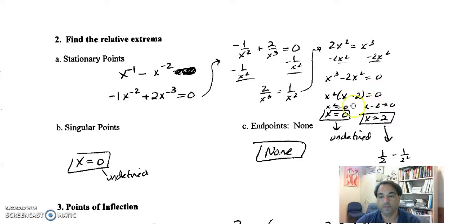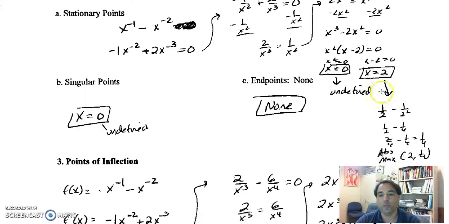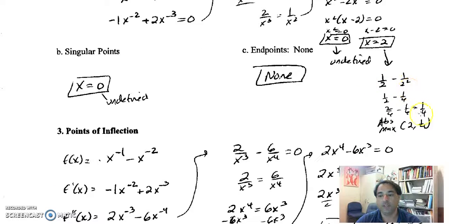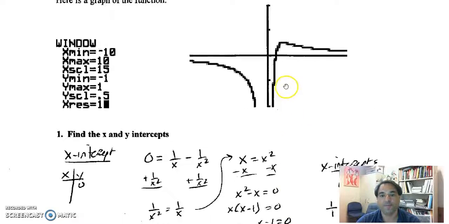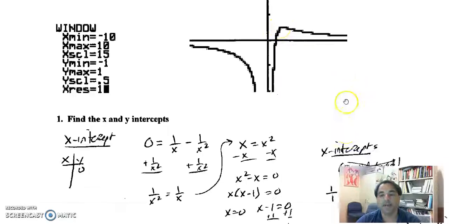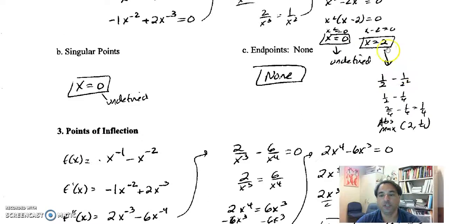x squared equals 0, which leaves us with x equals 0, which we know when we plug in 0, we get undefined, so it's not a stationary point. But x minus 2 equals 0, we add 2, we get x equals 2. 2 is a possible stationary point. When I plug 2 into the original, we get 1/4. So (2, 1/4). And if I look at the graph, (2, 1/4) would be an absolute max. It's to the left lower, to the right lower. So in stationary, we find (2, 1/4) to be an absolute max.